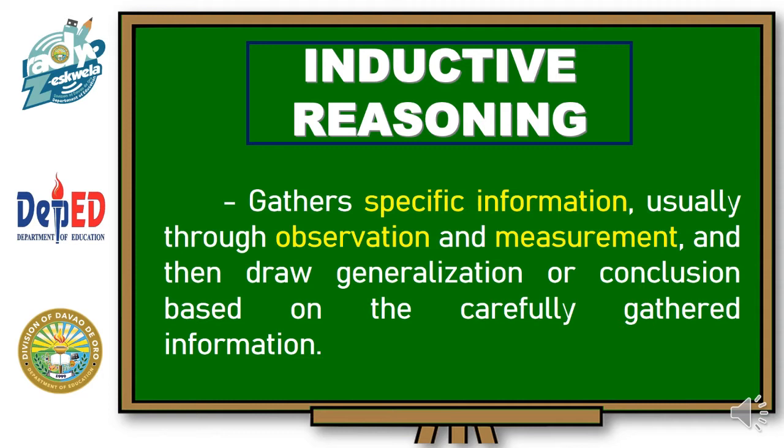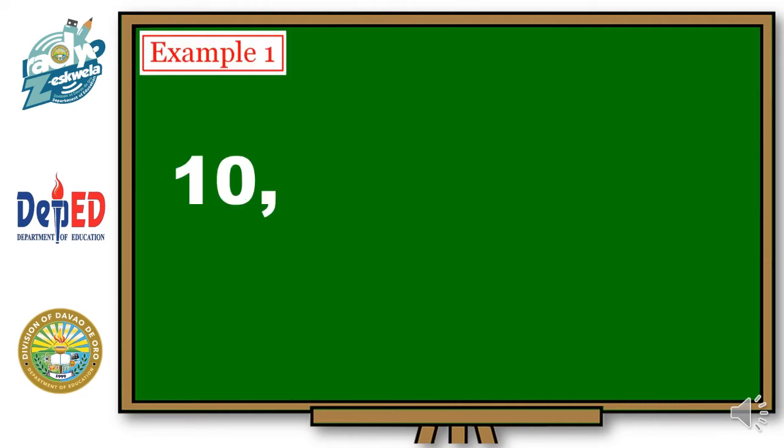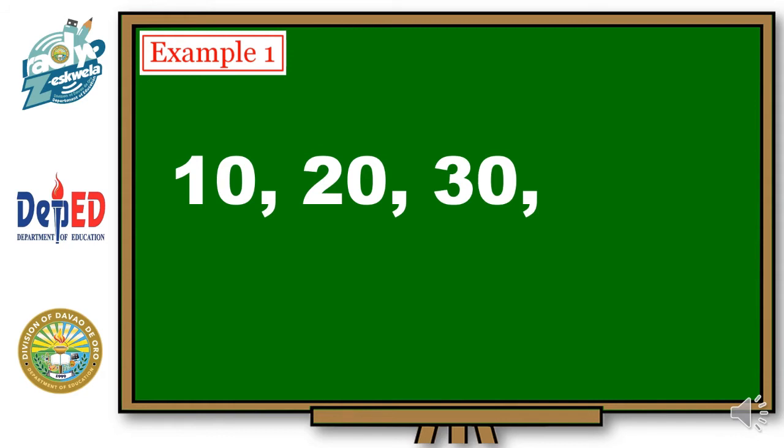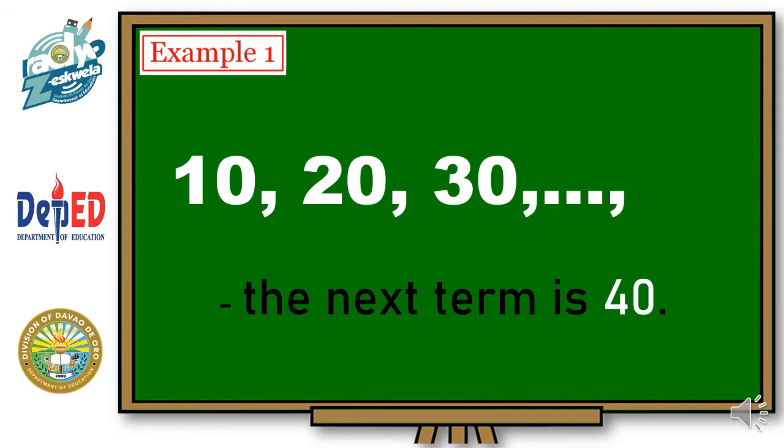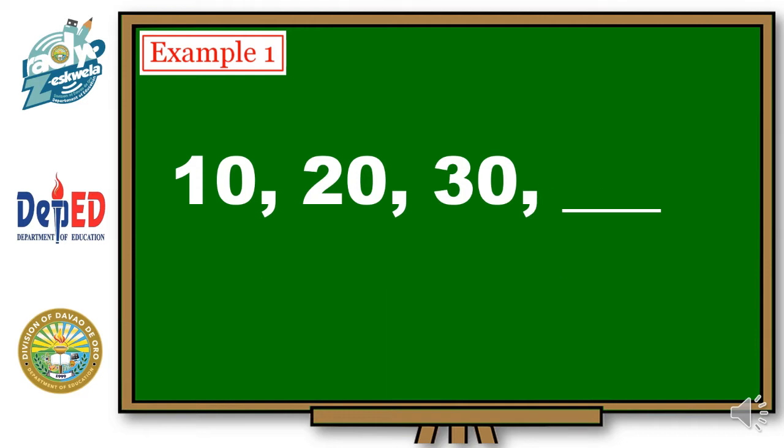Let's have another series of examples that show inductive reasoning. First example, in the sequence 10, 20, 30, the next term is, yes, 40. Inductive reasoning allows you to make a general rule from specific examples.